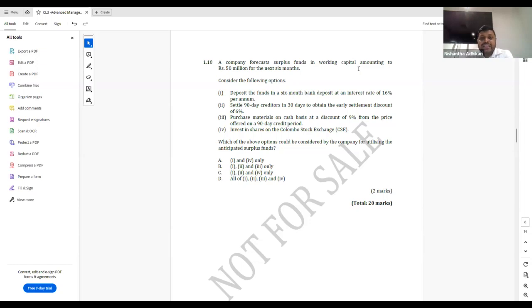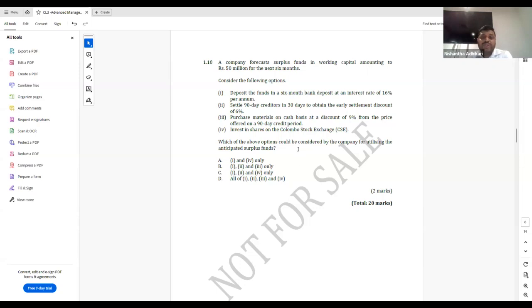Settle 90-day creditors in 30 days to obtain the early settlement discount. If you have surplus cash, you can get the discount while settling creditors early. Purchase of material on a cash basis at a discount of 9% from the price offered on a 90-day credit period. Now you can get a bulk discount on price. Invest in shares on the Colombo Stock Exchange. You can do that even in the short term, because you can easily realize that. Six months means it's a short term one.